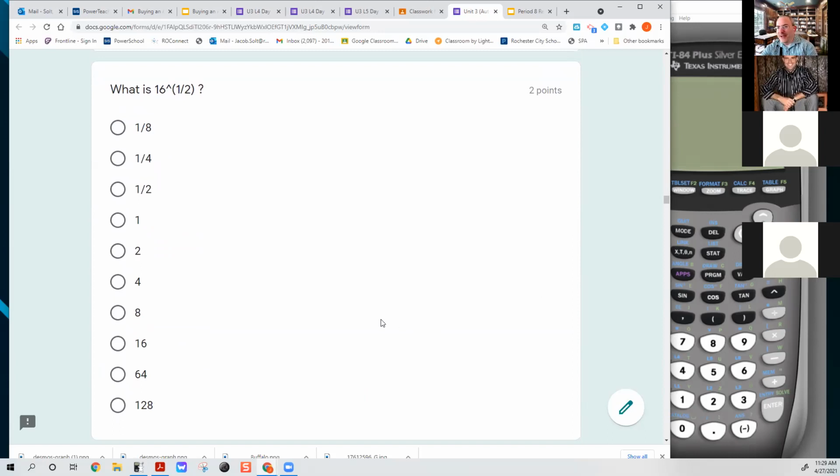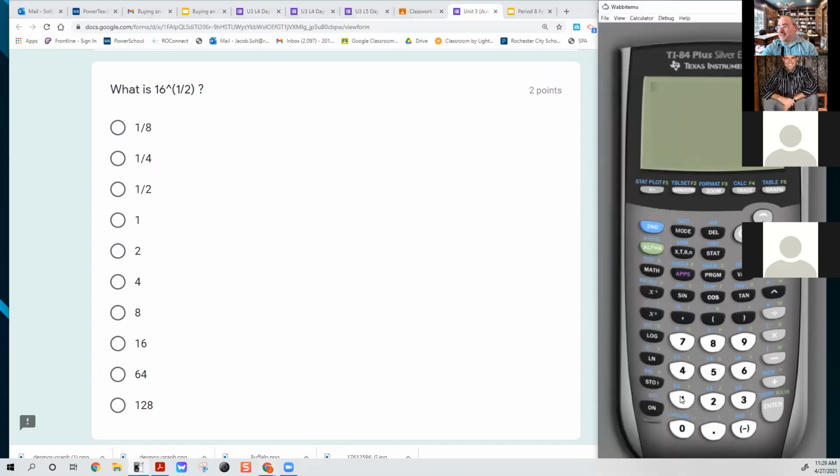8? Oh, 16 divided by 2 is 8. I was looking at the wrong question. 16 raised, yeah. So you can do that if you're ever confused on these. Like, here, look at my calculator over here.